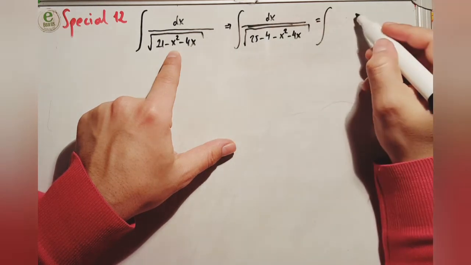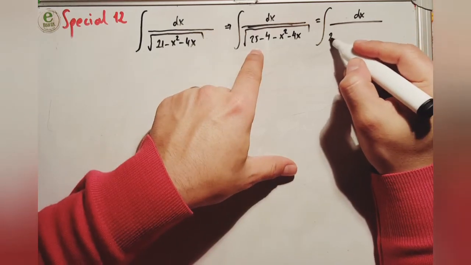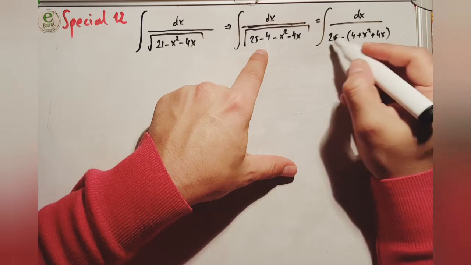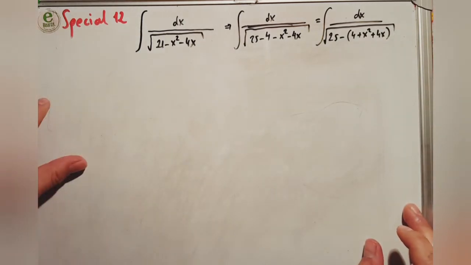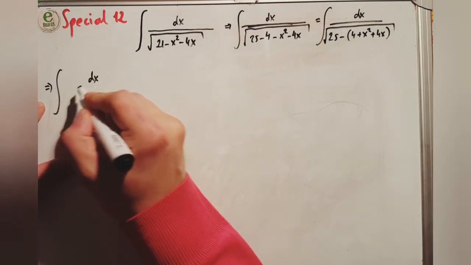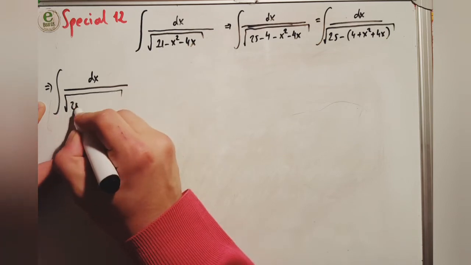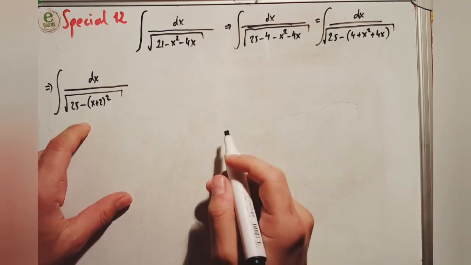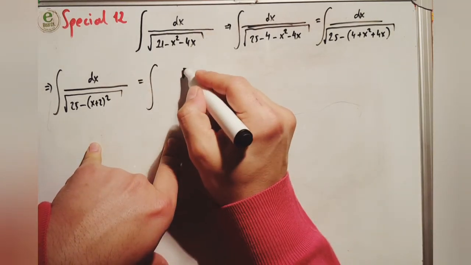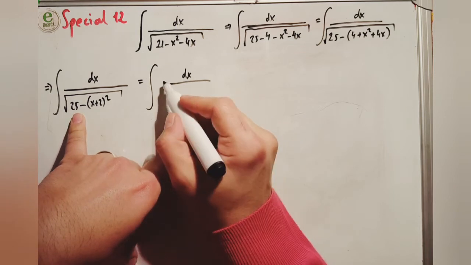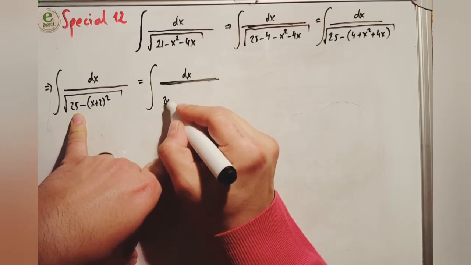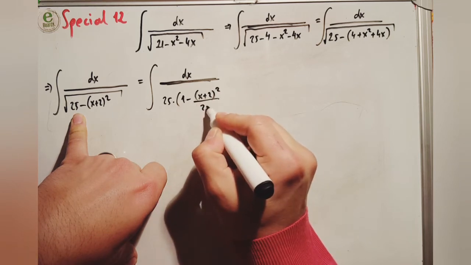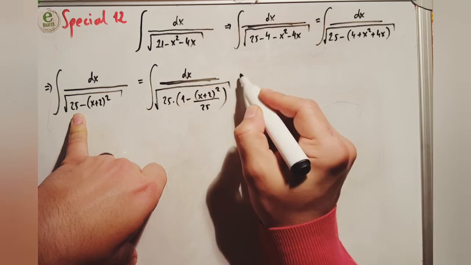That is equal to the integral of dx over 25 minus 4 plus x squared plus 4x inside of the square root, which is equal to the integral of dx over the square root of 25 minus (4 plus x squared plus 4x is the square of x plus 2), which is equal to the integral of dx over, the common factor, I'm going to use 25 times 1 minus (x plus 2) squared over 25.